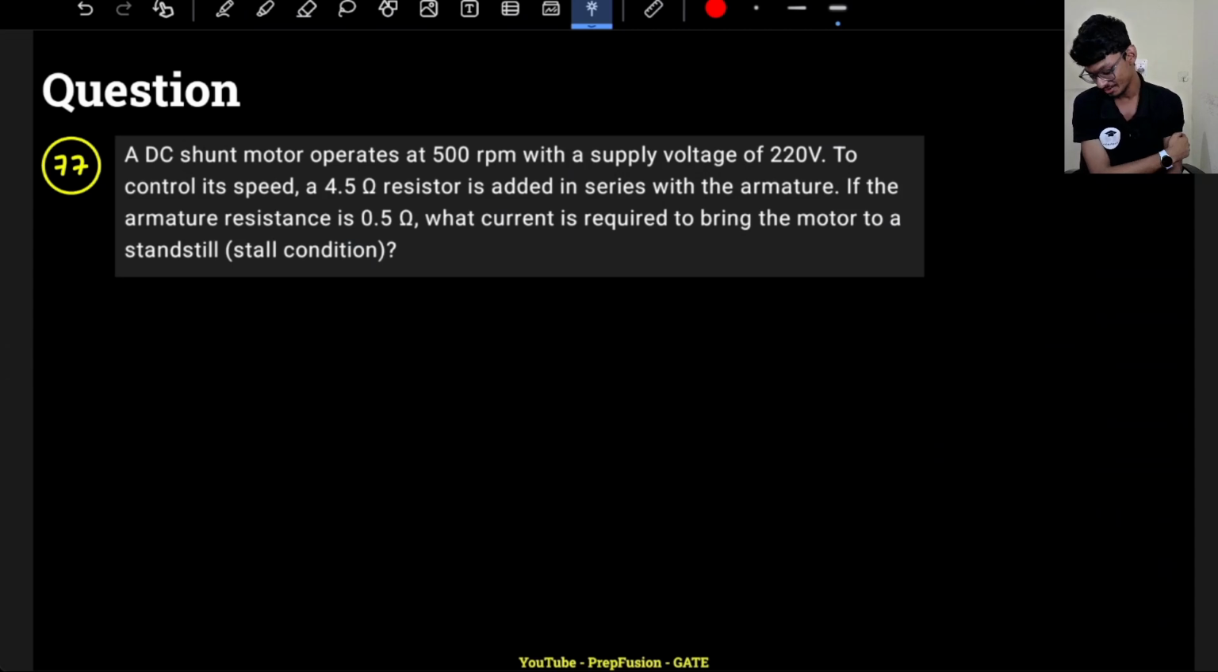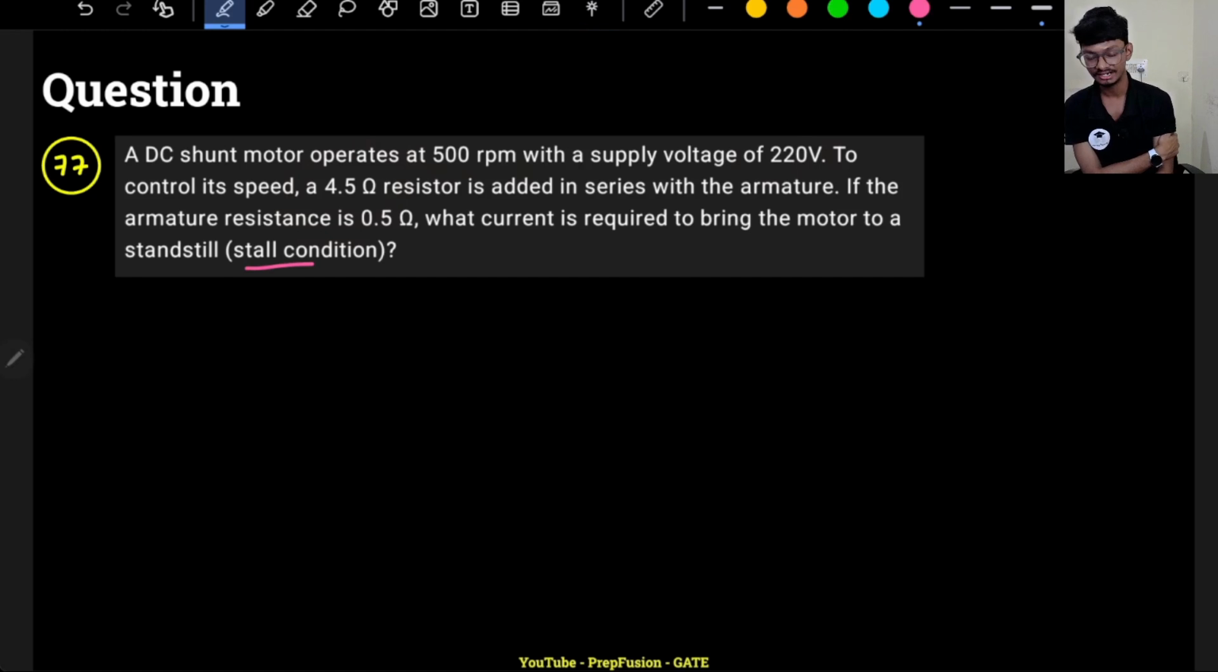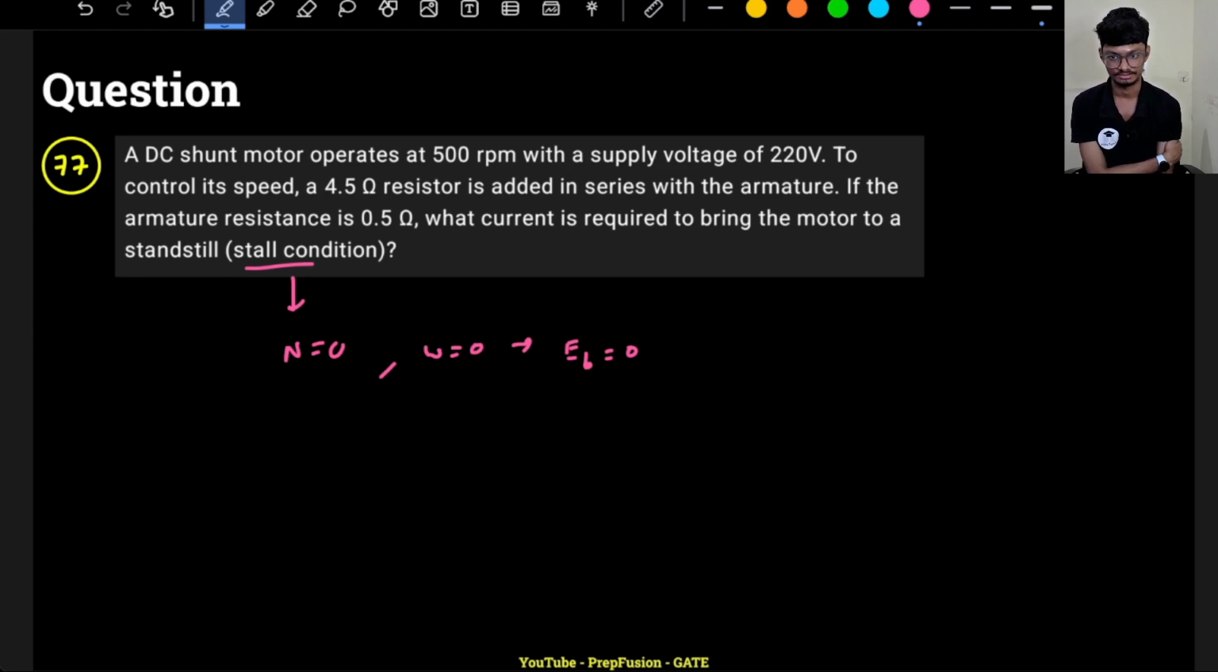I do understand. Okay, so a DC motor operates at 500 rpm at a supply voltage of 220 volts. To control its speed, 4.5 ohm of resistor is added in series. If the armature resistance is 0.5, what is the current required to bring the motor to standstill condition? How do I bring the motor to standstill condition, that is stall condition? That basically means that the speed will be 0, that is omega will be 0. How can I make omega 0? Omega would be 0 if the back EMF Eb is 0. That is how we will bring it to the standstill condition, right?